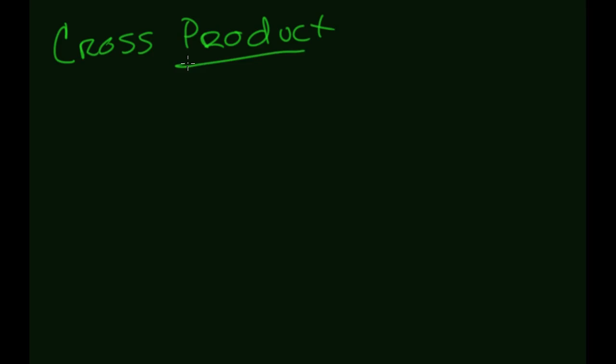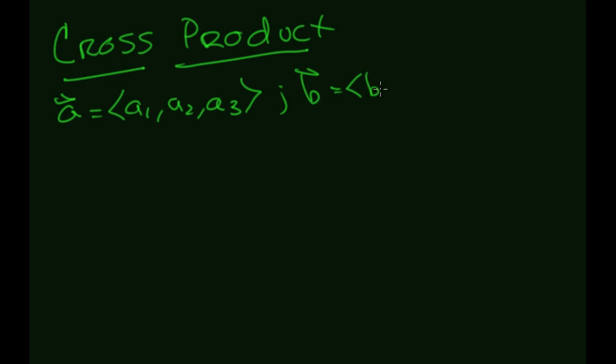Okay, so this is our first set of notes on the cross product. The cross product is another way of doing vector-to-vector multiplication. So let's say I start off with two vectors. And in the cross product, we always visualize these in R3. This is something that is specifically defined in R3.